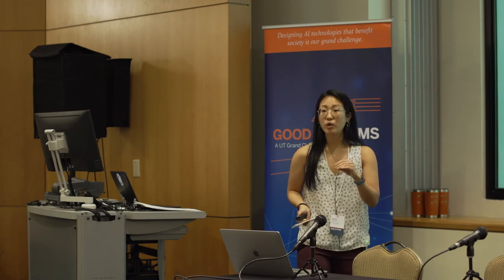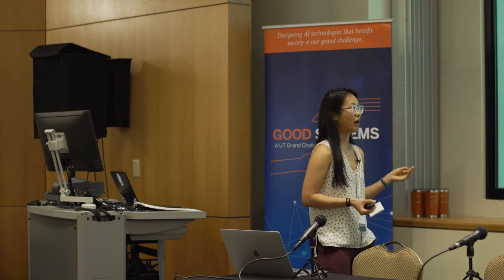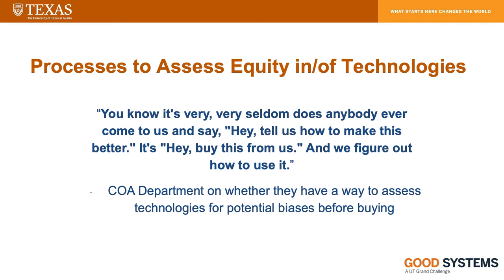Something else that we heard that I think is very notable is in speaking with one of the departments that's pretty advanced in their use of AI, in addition to the frustration of not really knowing how to evaluate it for its impacts on equity, they talked about how in procurement, with their sellers, it's always like, hey, come buy this from us, but never what are y'all's goals or what are the ways that we can improve these kinds of technologies.